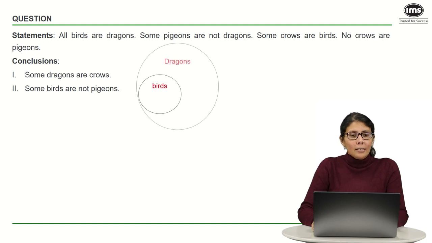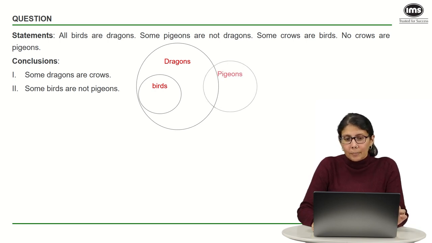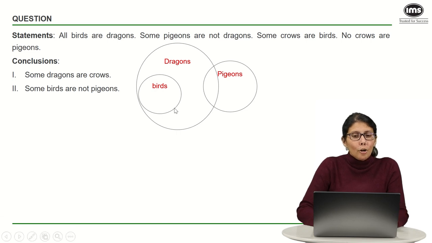All birds are dragons is fairly easy to figure out. Some pigeons are not dragons. You have to be a little careful about drawing this one. Some pigeons are not dragons actually refers to the part that is outside the circle of dragons.